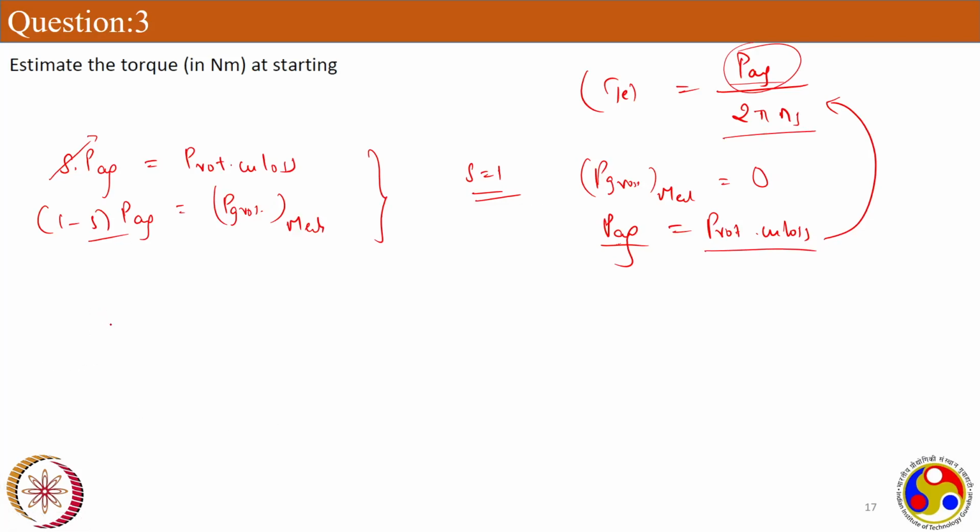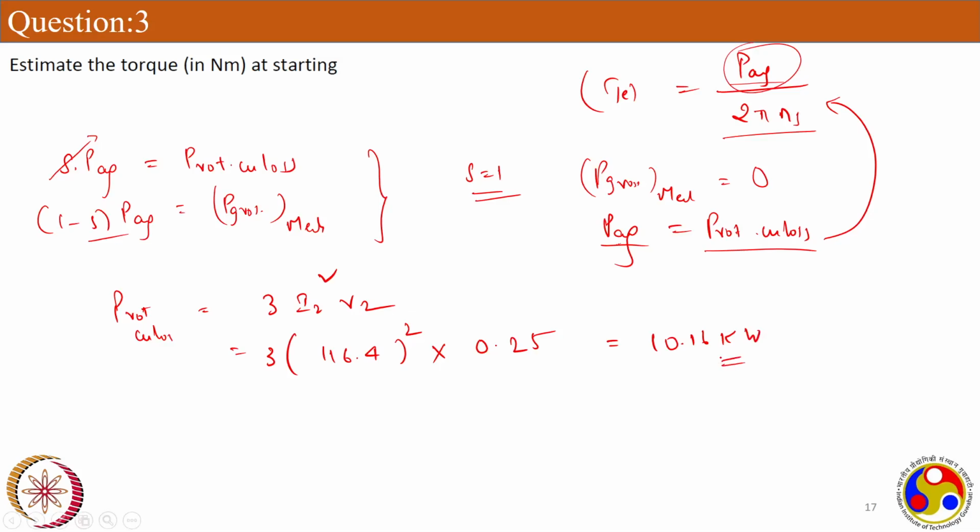So how to calculate this rotor copper loss? That we know, that is 3 I2 square R2. Now I2 we have calculated in the previous problem: 116.4 square multiplied by R2 at the standstill, because at the starting condition, 0.25. Now if you multiply, you will get around 10.16 kilowatt. Now we have just to divide it by 2 pi Ns.